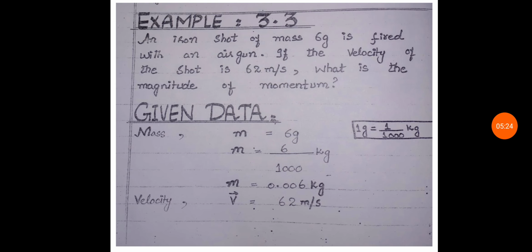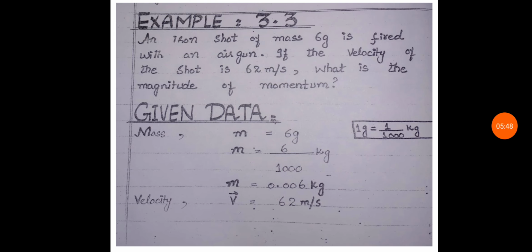In example number 3.3, an iron shot of mass 6 gram is fired with an air gun. If the velocity of the shot is 62 meter per second, what is the magnitude of momentum? Now in this statement, the mass is given to us, it is in gram, and the velocity is given to us, that is 62 meter per second, and we have to find the momentum.